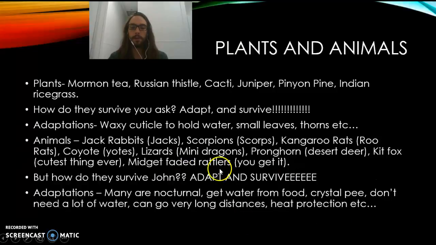You'll see that with their long legs as well. Usually if they have really long legs, it's good for heat retention, cold retention, and then the ability to traverse over long periods of time with low amounts of water. And so then there's that heat protection. And then of course, etc.